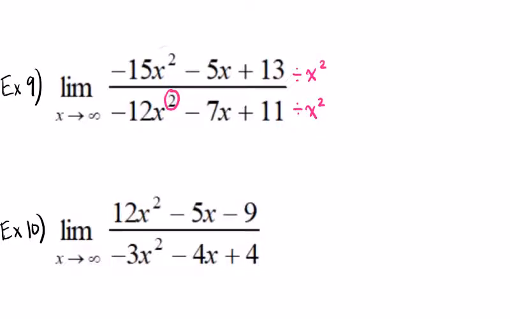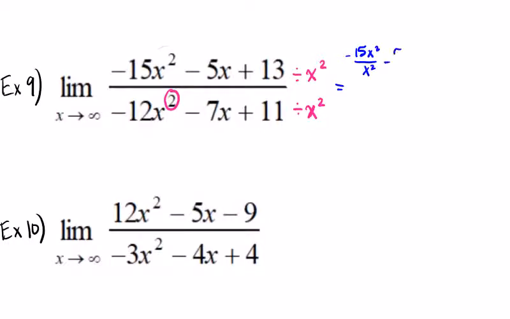So I want to divide by the highest exponent, the highest variable expression in the denominator, okay? The variable expression with the highest exponent. All right, and don't worry about the coefficient, just the variable. All right, so what's going to happen is I'm going to have negative 15 x squared over x squared, right?